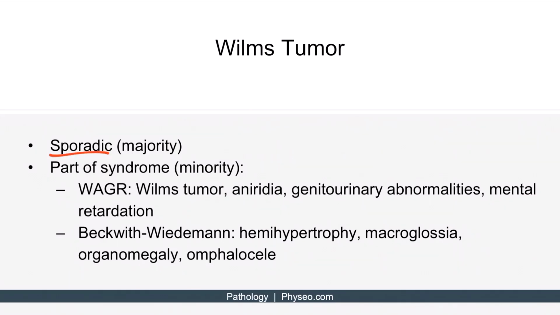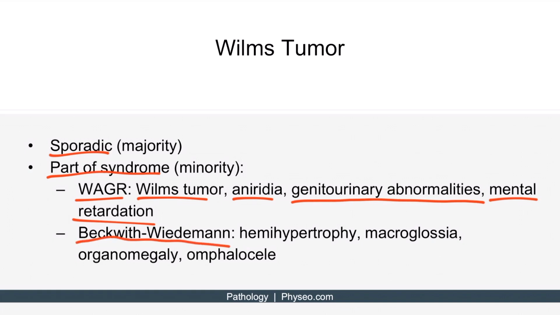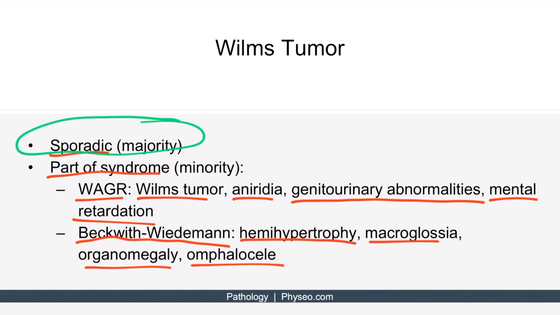Most Wilms tumors are sporadic. However, they may be part of a syndrome. For example, WAGR syndrome. This stands for Wilms tumor, aniridia, or absence of the iris, genitourinary abnormalities, and mental retardation. Another syndrome is Beckwith-Wiedemann syndrome. This presents with hemihypertrophy, or overgrowth of one side of the body, macroglossia, or an enlarged tongue, organomegaly, and omphalocele. An omphalocele is a protrusion of the intestines through the umbilicus. And we talk more about that in our embryology chapter. But again, most Wilms tumors are sporadic, but if they're part of a syndrome, think of WAGR syndrome or Beckwith-Wiedemann.